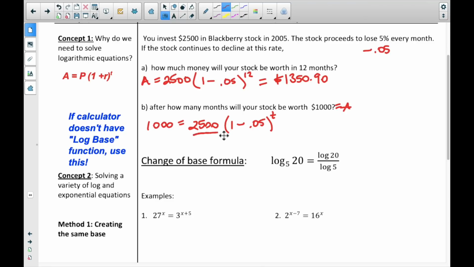Now we're going to solve this equation, and now we know how to solve this equation. First thing I want to do here is isolate my exponent, so I'm going to divide by 2,500 because that way I can get my exponent by itself. And so on the left-hand side I have 0.4, and then on the right-hand side these cancel out, and so I have 0.95 to the t power. All right, well, how am I going to solve that? Well, I'm going to change this to log form, so rewrite this as a log.